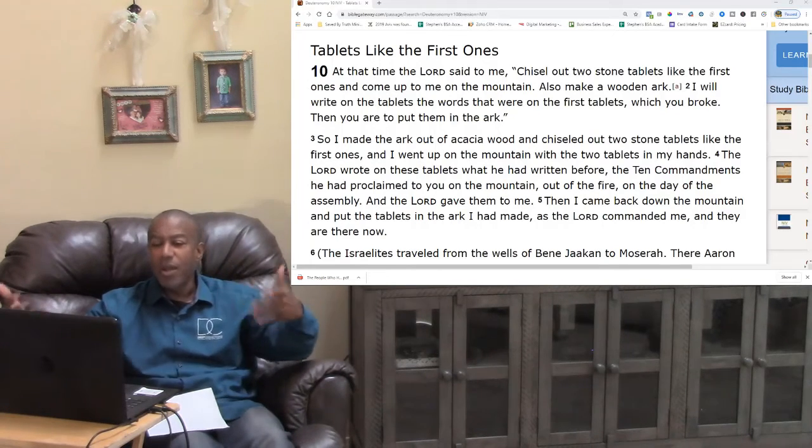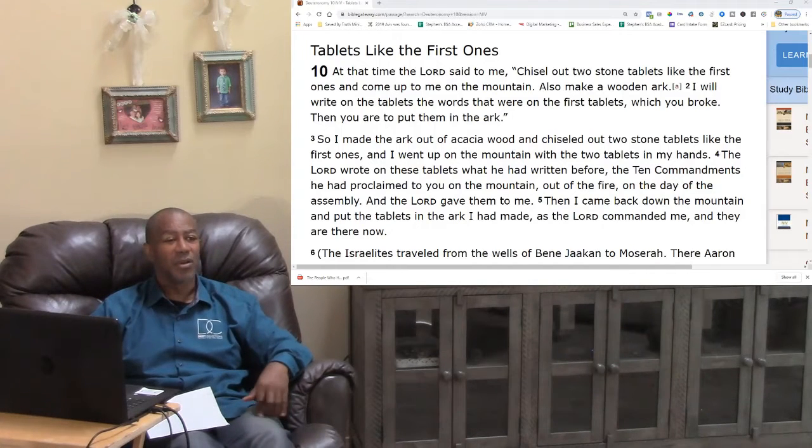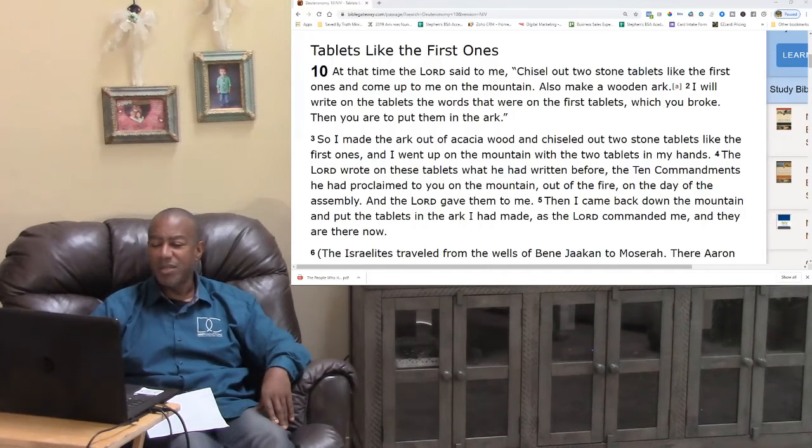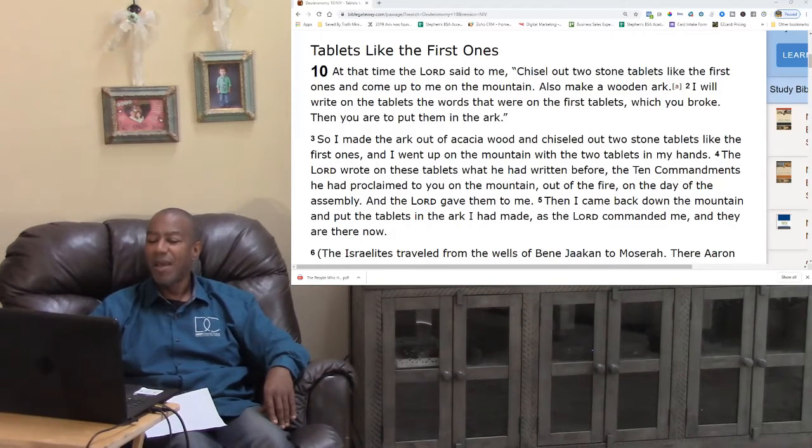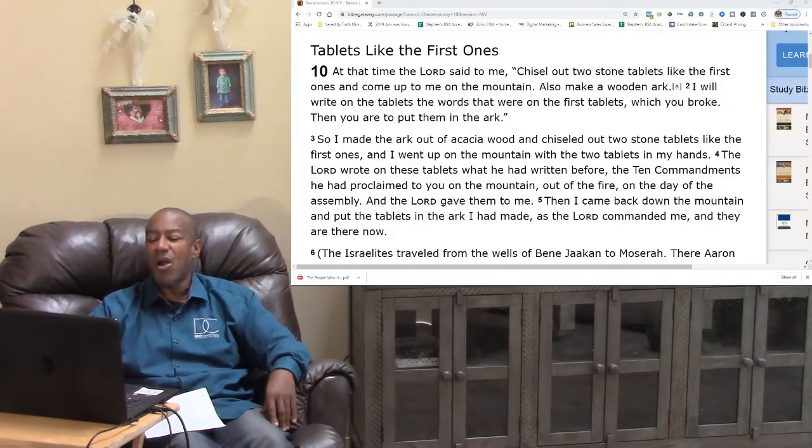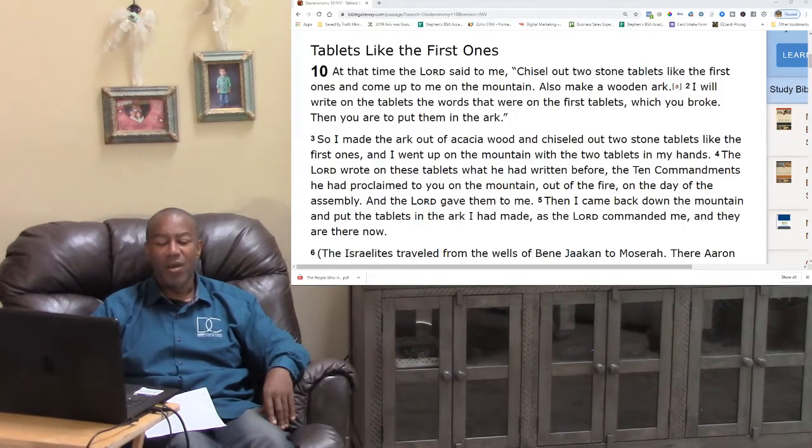But then, later on, he told him to go back up and build another 10 commandments and put it in the ark. So let's read. Verse 3. "So I made the ark out of acacia wood and chiseled out 2 stone tablets, like the first one. I went up to the mountain with the 2 tablets in my hand. The Lord wrote on these tablets what he had written before, the 10 commandments. He had proclaimed to you on the mountain out of the fire on the day of assembly. And the Lord gave them to me. Then I came back down the mountain and put the tablets in the ark I had made as the Lord had commanded me. And they are there now."